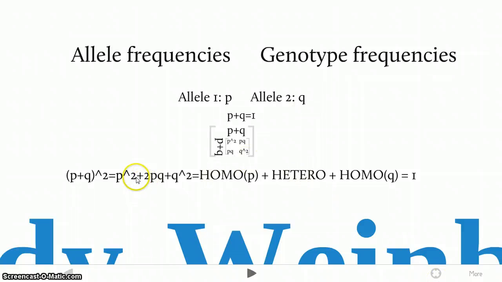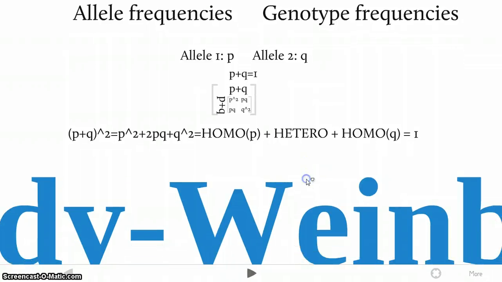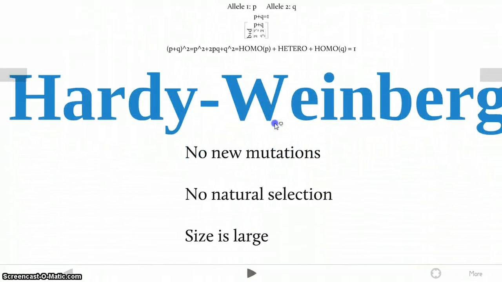So, what the Hardy-Weinberg equation says is that the frequency of homozygous p individuals is going to be p squared. The frequency of heterozygous individuals is going to be 2pq. The frequency of homozygous q individuals is going to be q squared, and the sum of those is going to be equal to 1. This lets you really analyze populations, and you're probably going to be asked to do that at some point.